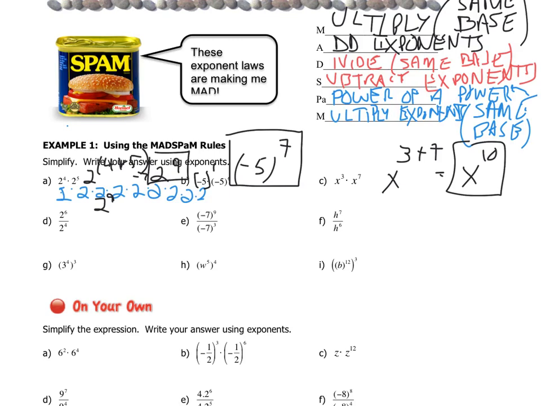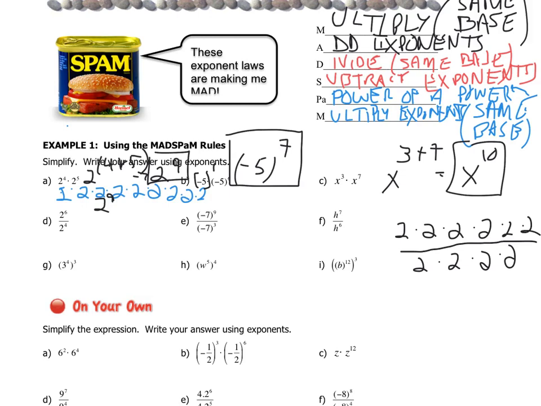If I was to do 2 to the 6th, that means 2 times 2 times 2 times 2 times 2, 6 times, divided by 2 to the 4th. There are 4 2's being multiplied. Now let's think about this.